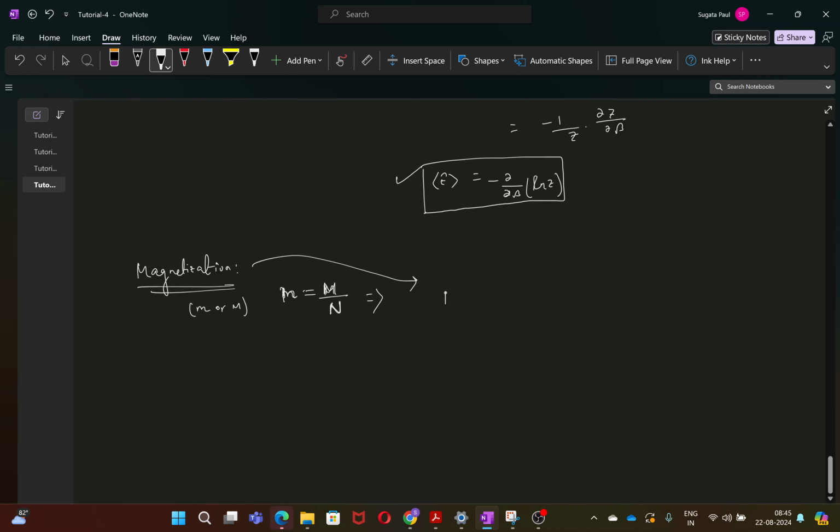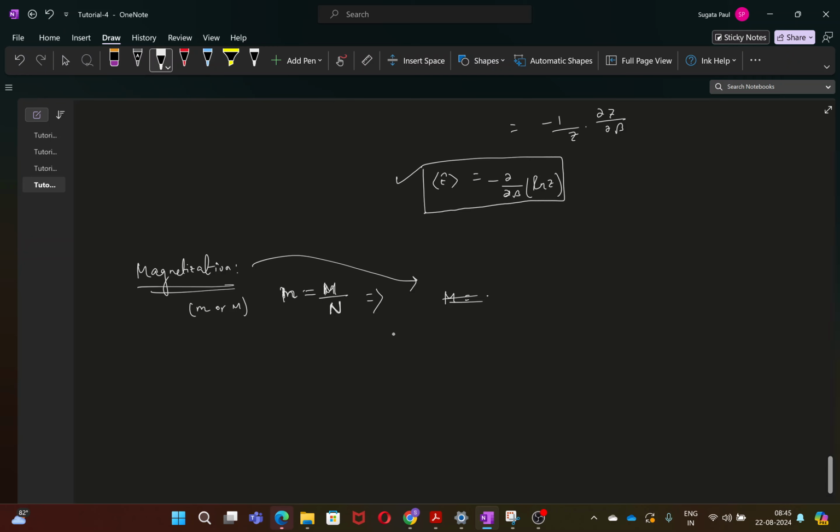So basically your capital M is expressed as minus del F del H. And here your h should be tending to 0. Let me rectify it so that the field, which I have written by small h in the expression, is denoted by small h.